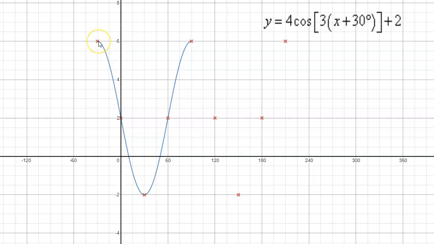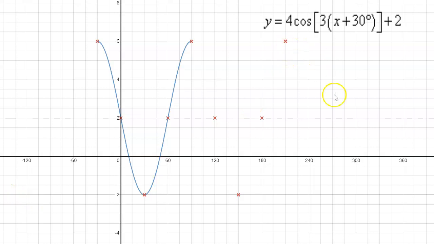So this point here shifts over 1, 2, 3, 4, 5, 6, 7, 8. This point shifts over 8 grid squares. Okay, so these 2 points become these 2 points. This point here shifts over 8 to this point. This point over here shifts 8 over to the right over here, right? So we essentially will have another cycle graphed.